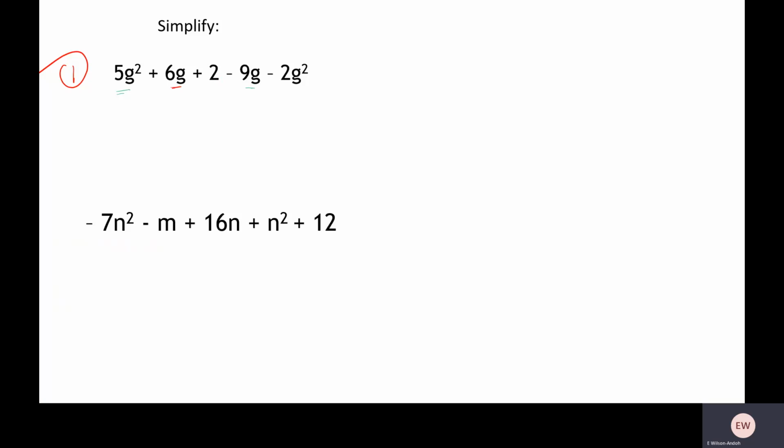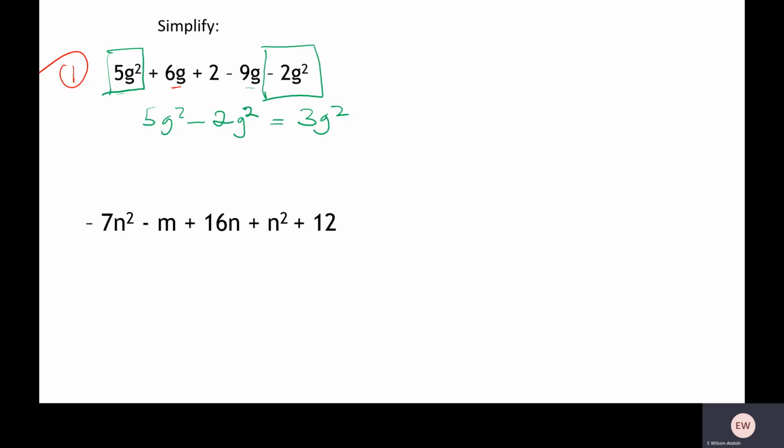When we come to the fifth term of this expression, the variable there is g and the power is 2. So these two are like terms. And always check the sign in front of each term. So we are going to have 5g squared minus 2g squared, and this will give us 3g squared.